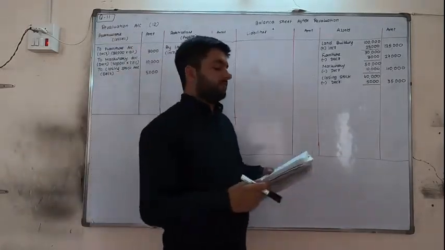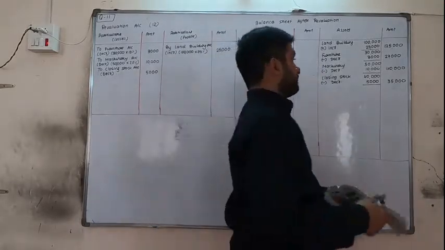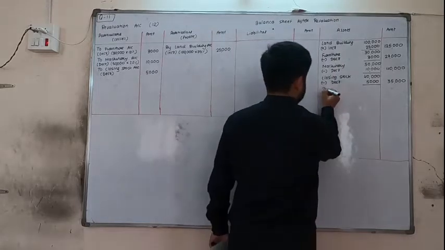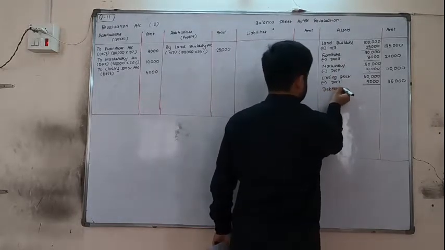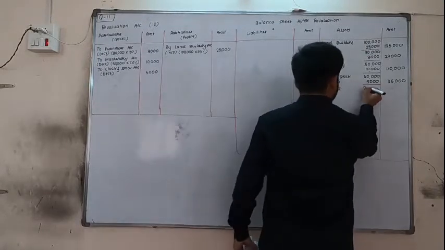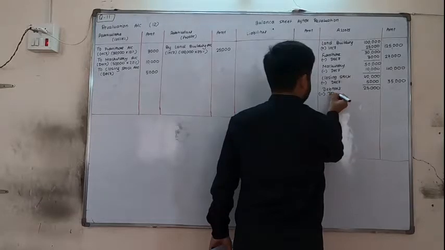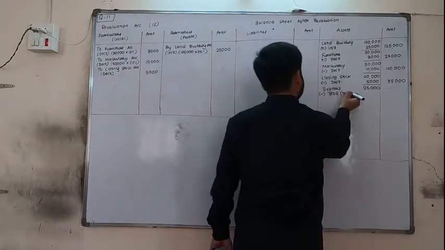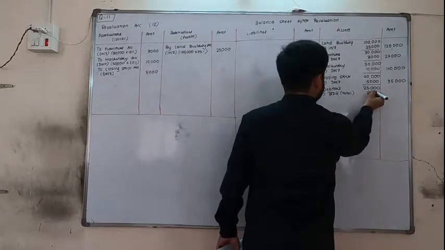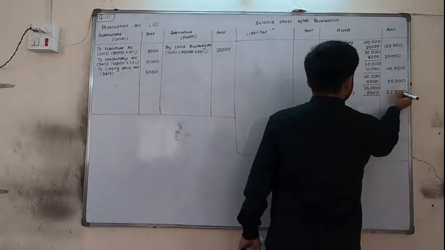A total amount of 2,500 is to be kept for bad debt reserve on debtors. So we have to show it first here itself. Debtors in the inner column 25,000 minus bad debt reserve in bracket I will write total 2,500. In the outer column it will be 22,500.